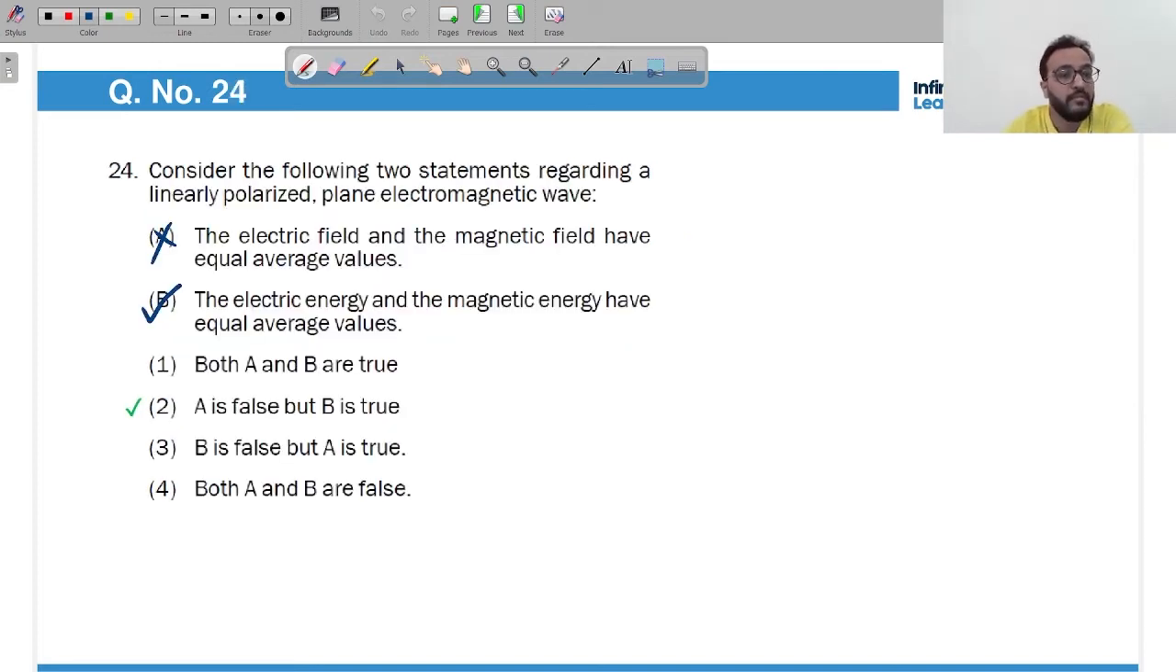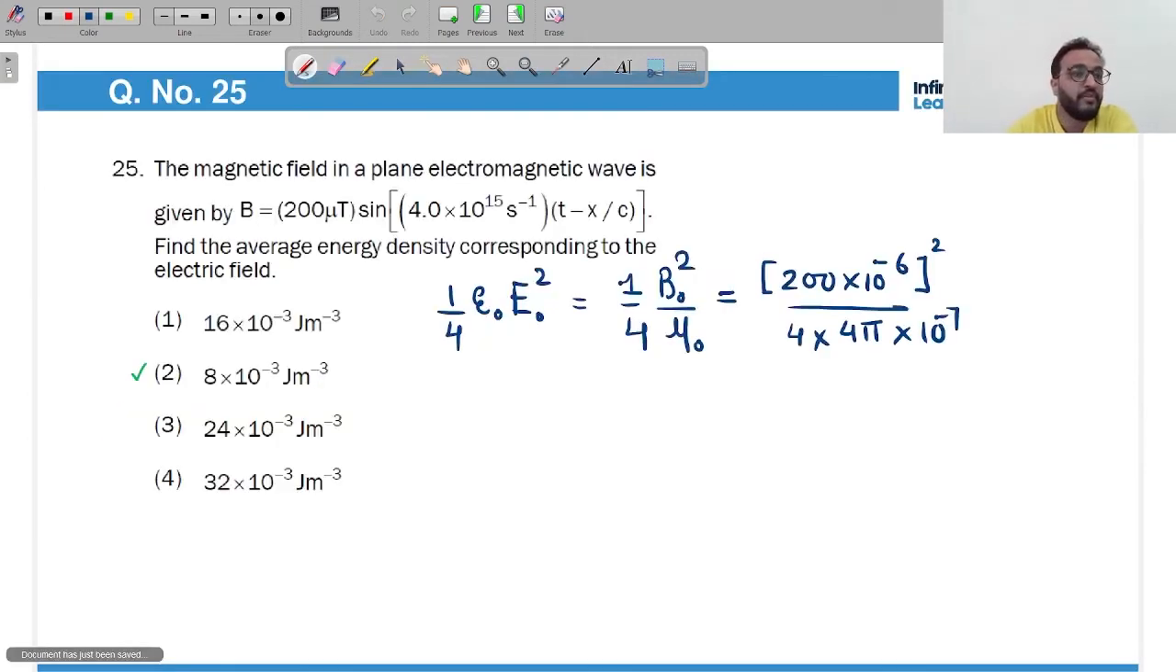24. See, the electric field and magnetic field have equal average values. Wrong. They have equal average energies, right? They share equal energies, not equal magnitudes. So this is wrong, this is right. So second option. Question number 25. Now they have given us magnetic field and they have asked average energy density corresponding to the electric field.